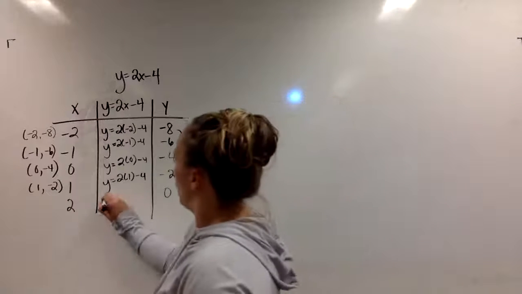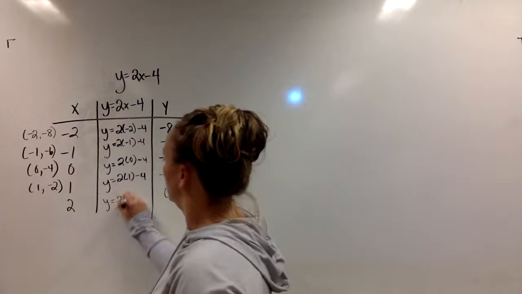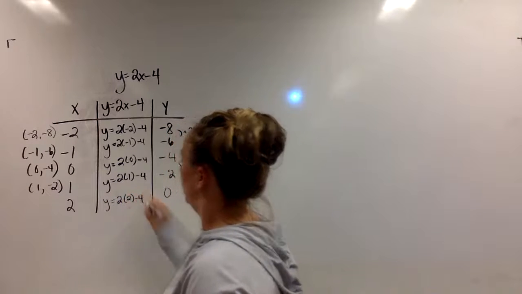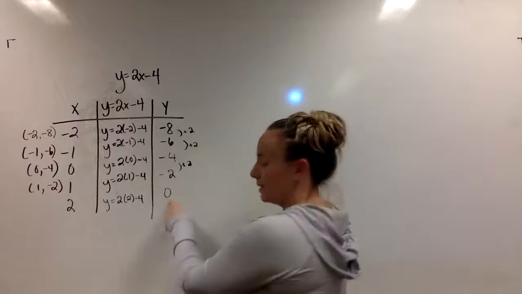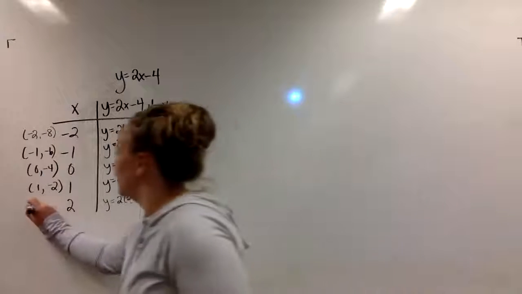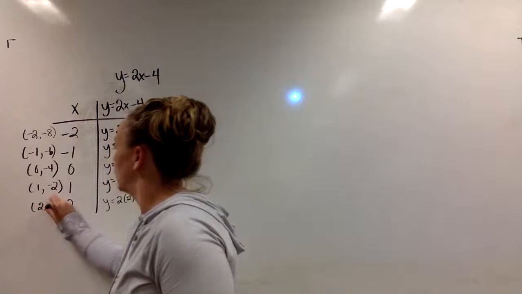I'm going to put 2 in for my x value. 2 times 2 is 4, minus 4 equals 0. Cool. So here's my final coordinate pair, 2, 0.